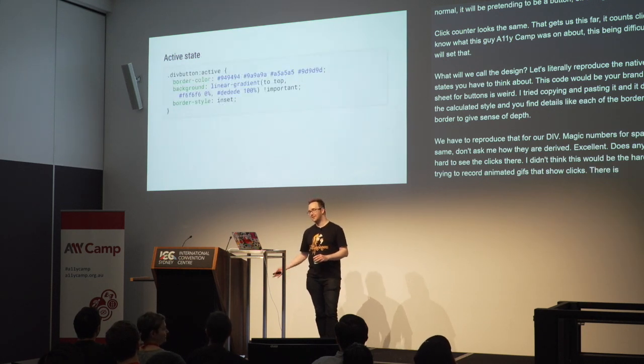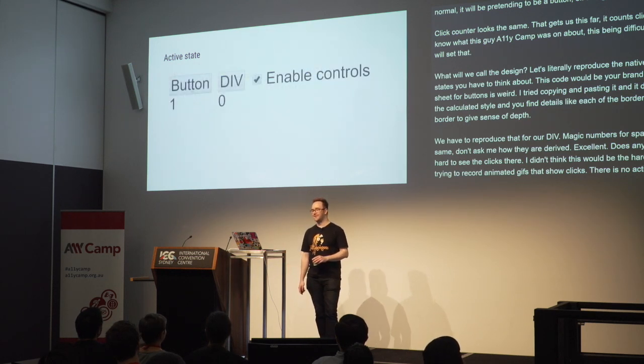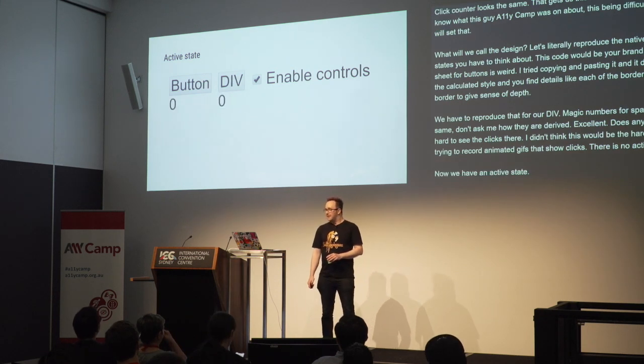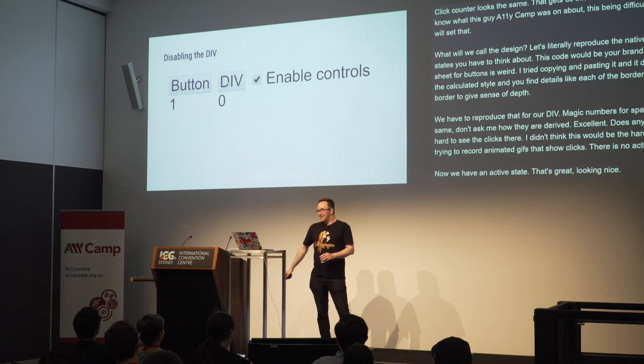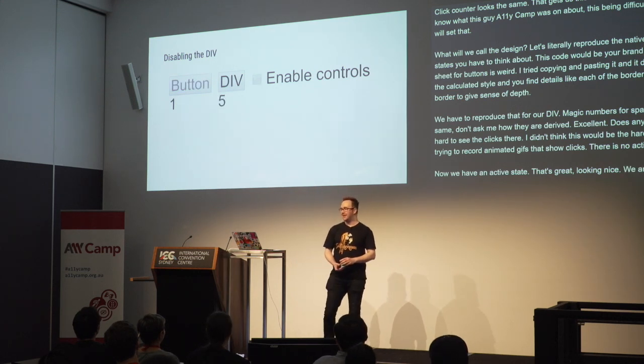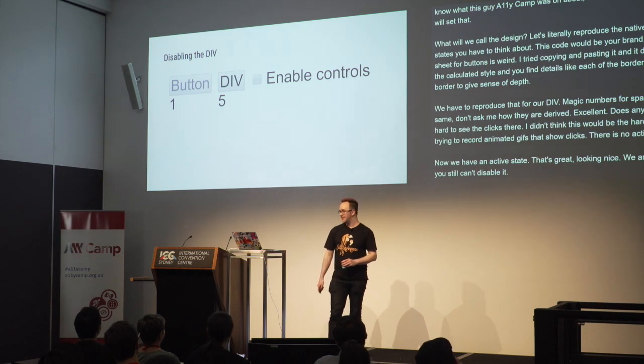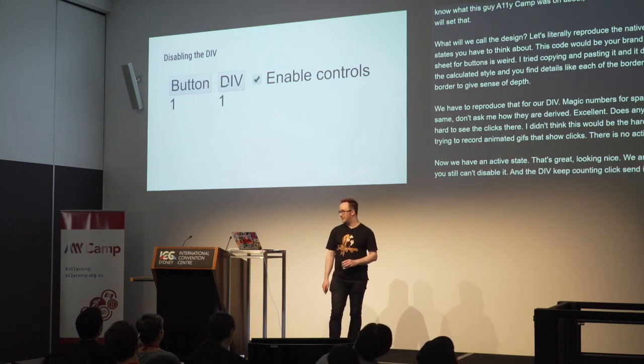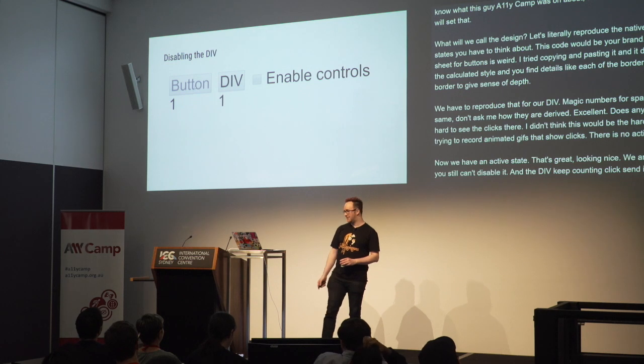So you go back, you add active. And you can just do that in the CSS with the active selector. So that's not too hard. We're doing pretty well here. So cool, now we have an active state. That's great. Looking really, really nice. But we're nowhere near done because you still can't disable it. And the div keeps on counting clicks and it doesn't look disabled. So its younger sibling, the button, is sitting there looking very smug at this point.